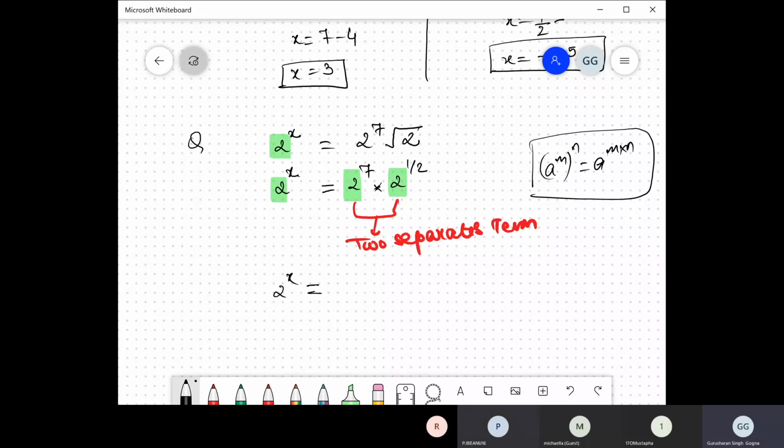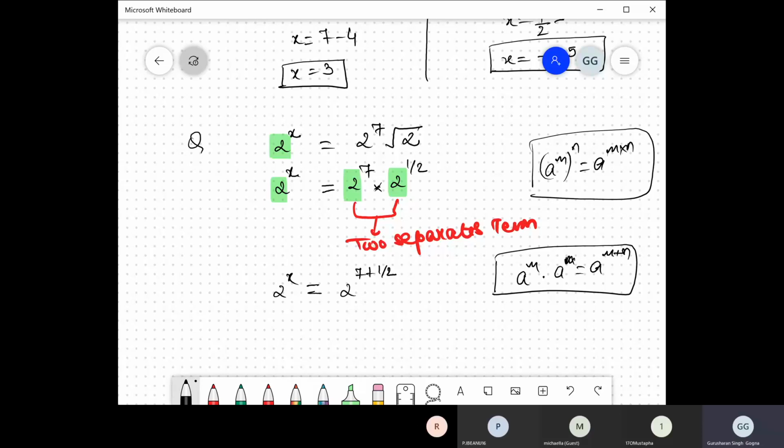We have 2 to the power 7. So you need to add the powers. So which is law number 1. A to the power m multiplied by a to the power n. In this case, you add the powers. Okay. So you have to clearly distinguish between the laws.